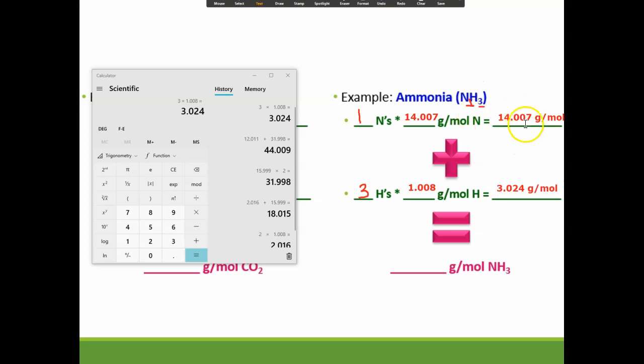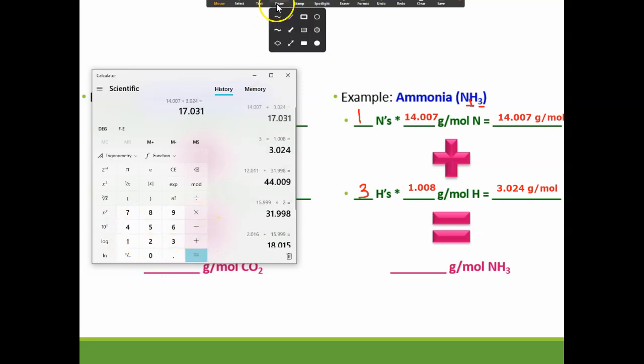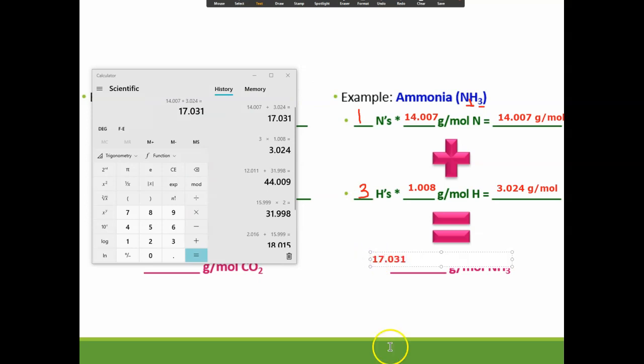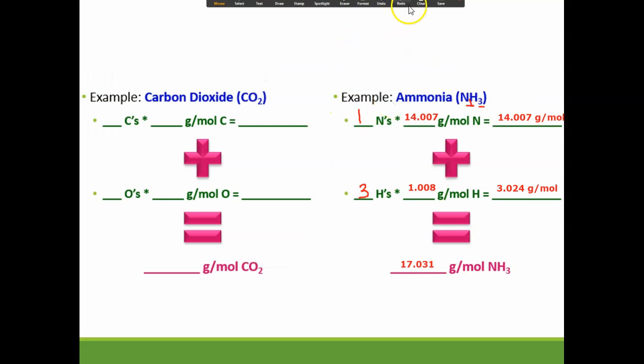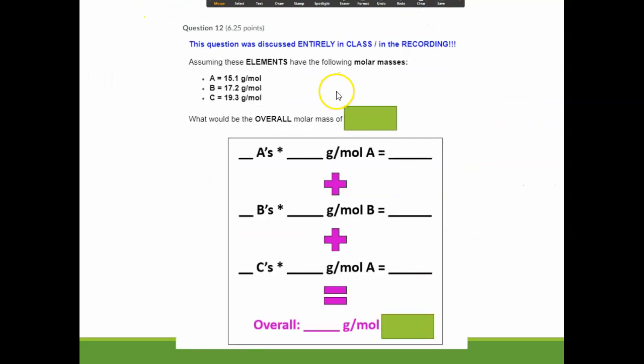Now I know how much a single mole of nitrogen weighs, and I know how much 3 moles of hydrogen weighs. So now I just need to put it all together. 14.007 plus 3.024 should give us a final molar mass of 17.031 grams per mole of our overall compound here, which is ammonia, NH3. All right, so at this point you should be pretty familiar with how to do these, so now we can go ahead and take a look at the actual problem.